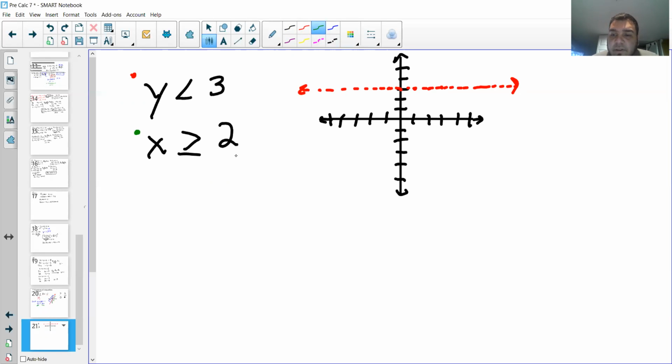Next one, x is greater than or equal to 2. So every place where x equals 2, every coordinate point where x equals 2, that's x equals 2 comma 0, 2 comma 1, 2 comma 2, 2 comma negative 1, 2 comma negative 2, 2 comma negative 3. And since this is greater than or equal to, this is going to be just a solid line. Should be straight. I crooked it up at the end.